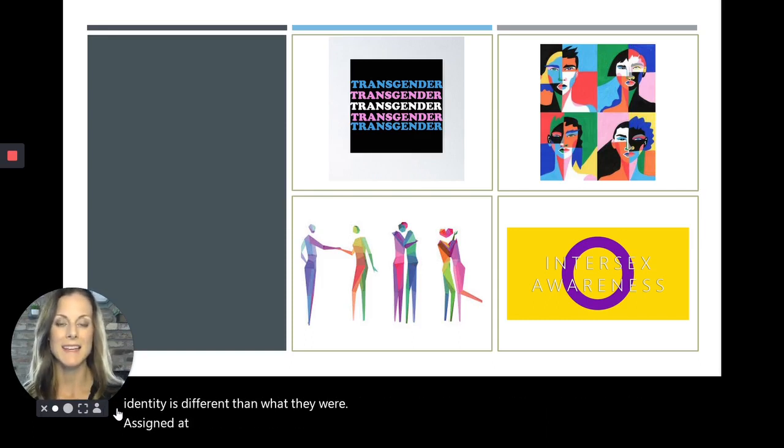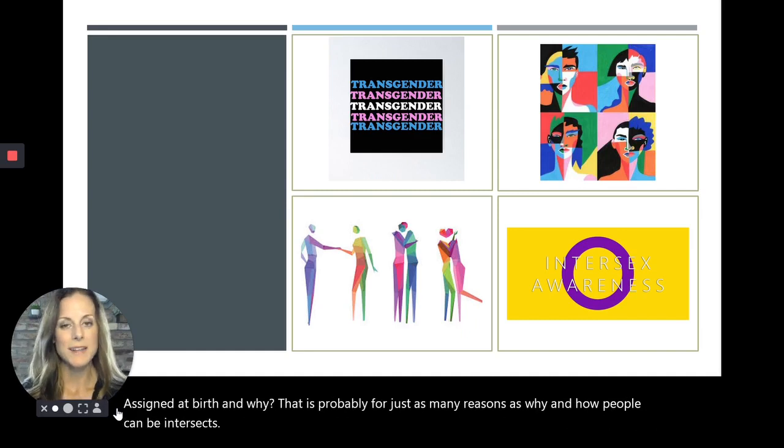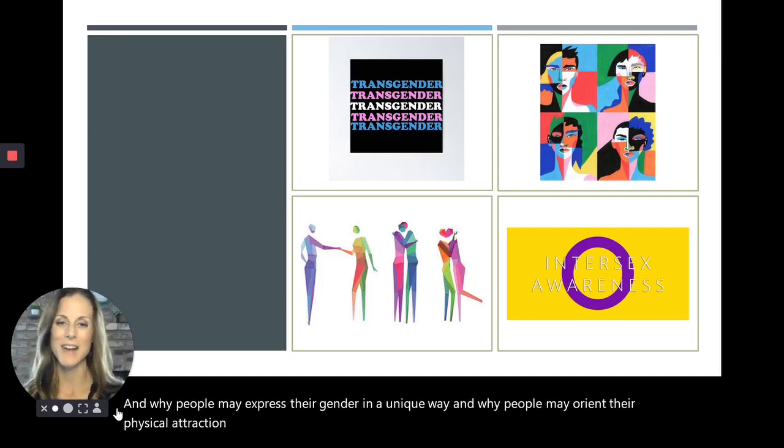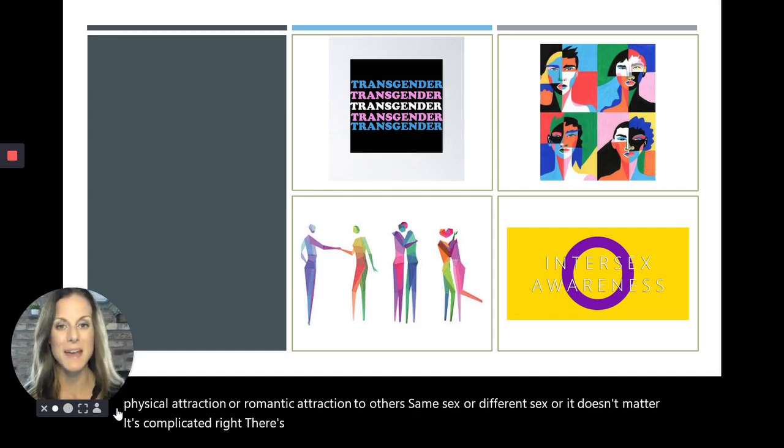And why that is is probably for just as many reasons as why and how people can be intersex. And why people may express their gender in a unique way, and why people may orient their physical attraction or romantic attraction to others, same sex or different sex, or it doesn't matter. It's complicated, right? There's all kinds of reasons why that might be.